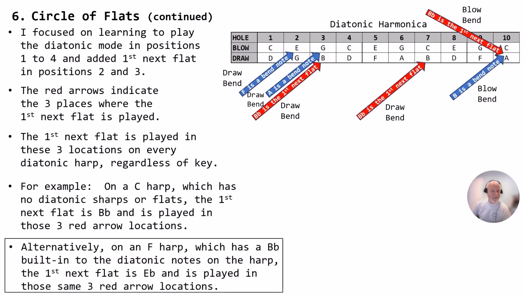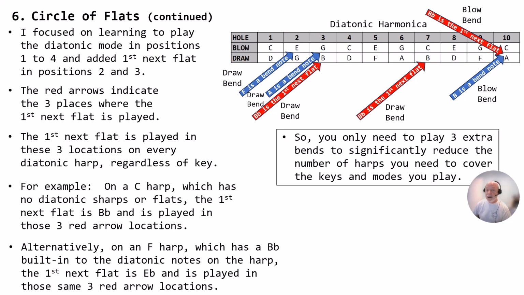Alternatively, on an F harp, which has a B flat built in to the diatonic notes of the harmonica, it's not the first next flat. It's built in. The first next flat is E flat. Remember, big evil animals dig gray screen. So the first next flat, that's why I call it that, is E flat, and is played in those same spots, the red arrow locations. So the first next flat is always played in those 3 spots.